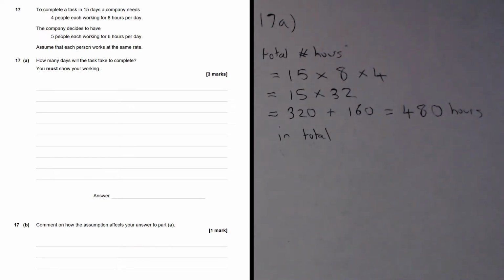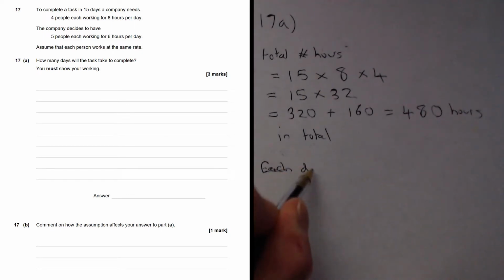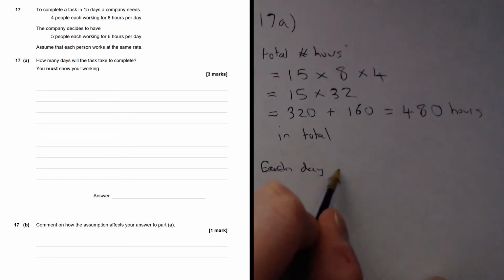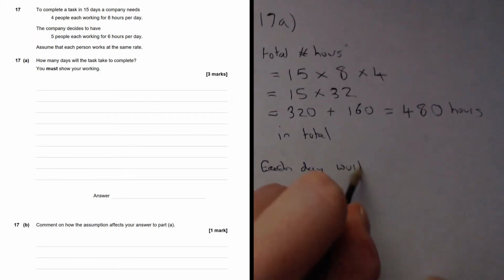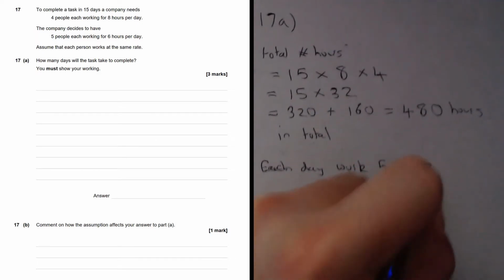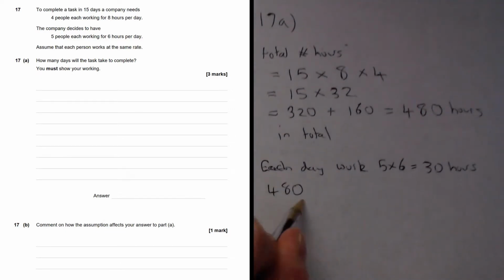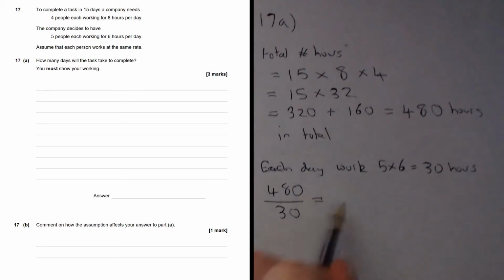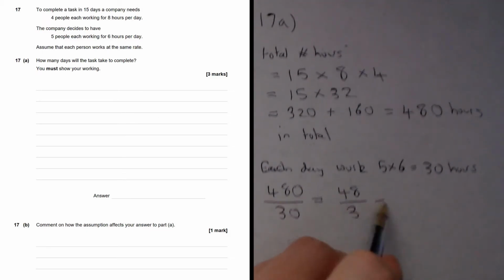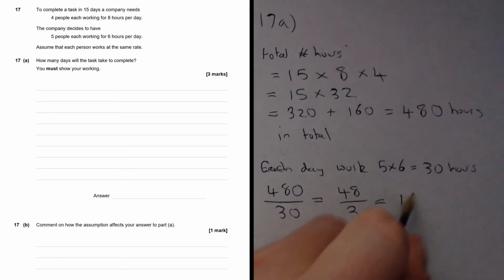But we are told that the company decides to have 5 people each working for 6 hours per day. So each day they work 5 times 6 equals 30 hours. So we need to divide the total amount of time by the total amount of time in each of these days. So that's going to be 480 divided by 30. Well, that's 48 divided by 3. And that comes out as 16.